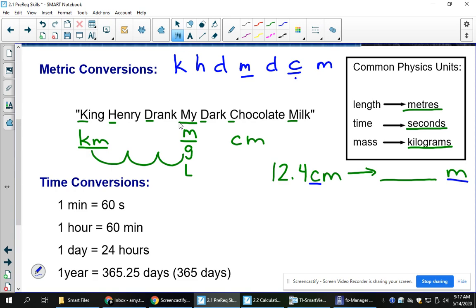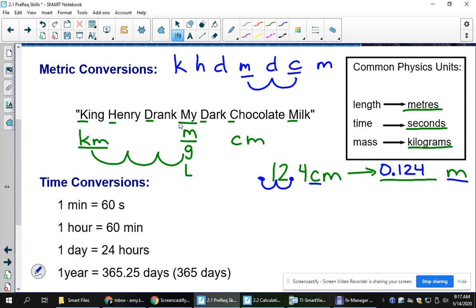This far M on the right stands for millimeters. So centimeters is where I'm starting. 1, 2 to the left. Here's my decimal. 1, 2 to the left. My decimal is now in front of the 1, so that'd be like the number 0.124 meters.